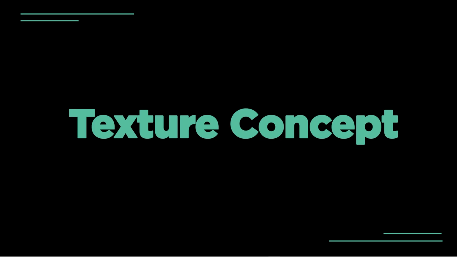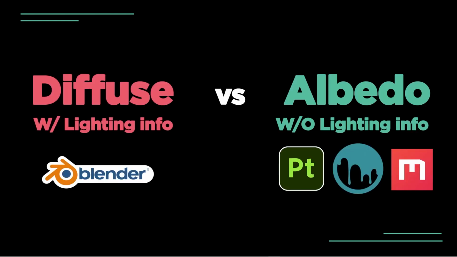There are two major concepts of building layer based textures. This is diffuse or albedo. These are two types of methods, and they both use layers and the concept is very similar. However, the major difference between these two methods is the lighting information. In albedo methods of building textures, we usually do not include any lighting information.